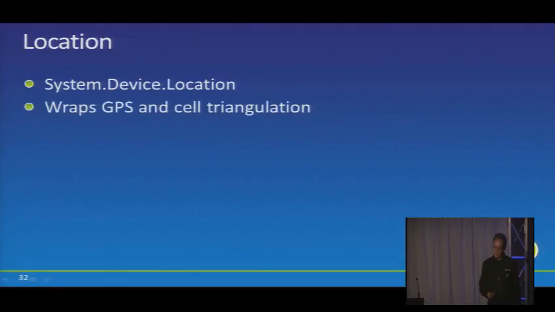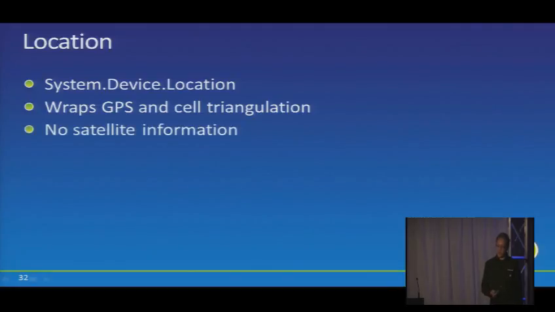So in Windows Phone 7, there's actually the System.Device.Location namespace, and that matches the full .NET 4 framework. So it's a consistent way of doing location lookups, and it's not specific to GPS, but it will use GPS on the device if it's available, and it also wraps in cell triangulation and Wi-Fi as well.